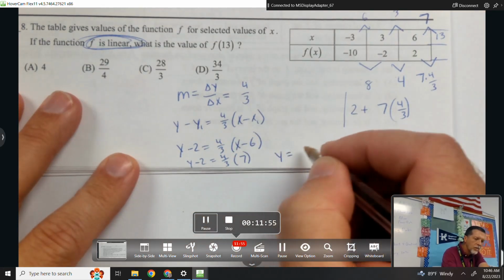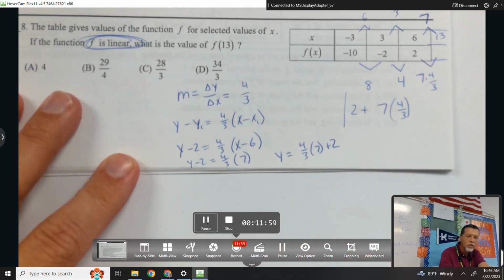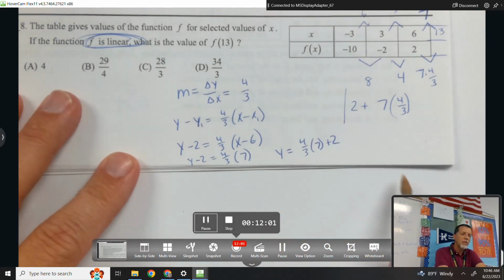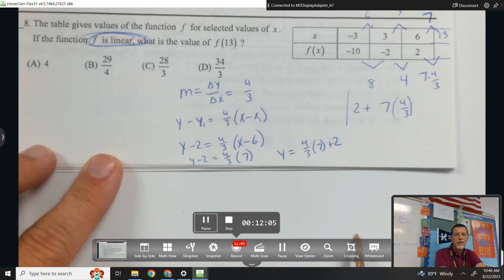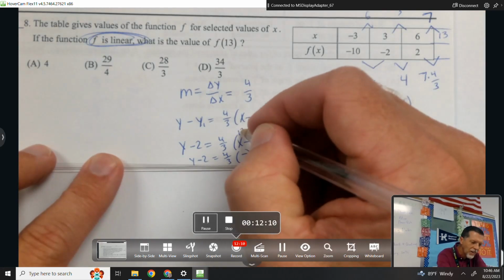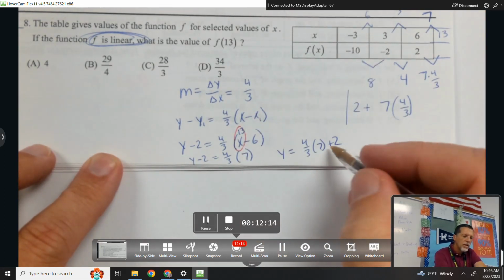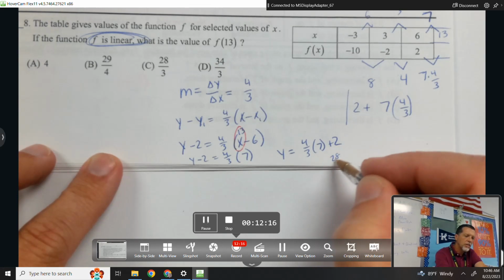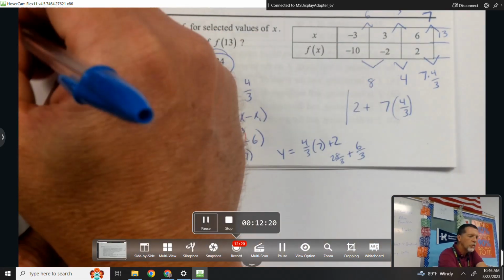So y equals 4/3 times 7 plus 2, which just happens to be what we did if we just kind of figured it out. I plugged in 13 right there, sorry. So 28/3 plus 6/3, 34/3.